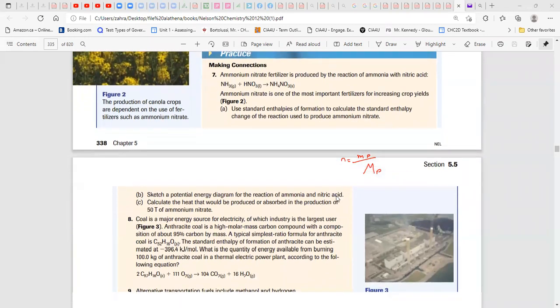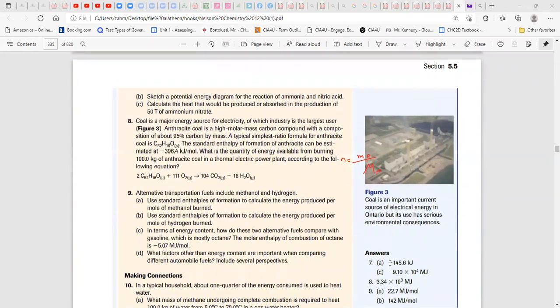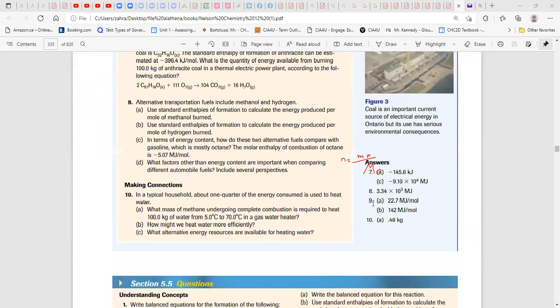To check your understanding, you can do questions 7, 8, 9, and 10.